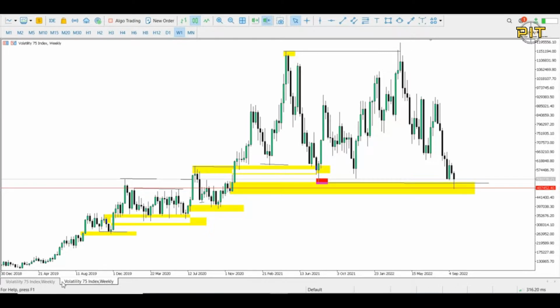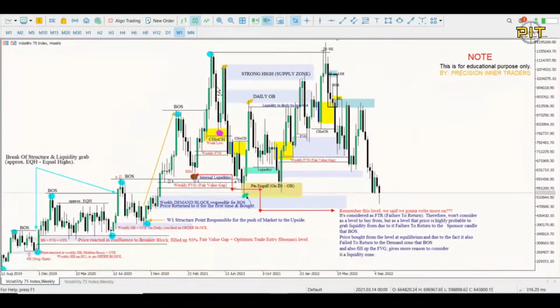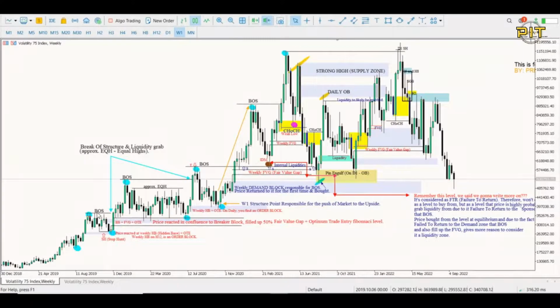So let's now go to the detailed case study that was marked up. Now you can see everything that was explained. A break of structure here, price returned, there is a stop hunt here, a grab of liquidity, price moved to the upside, came back, we have a fair value gap here, plus an optimum trade entry, plus a breaker block. This is our breaker block, a fair value gap here. You can see price reacted to it in confluence to the breaker block, and then we see price push to the upside, grabbed all these equal highs, broke structure.